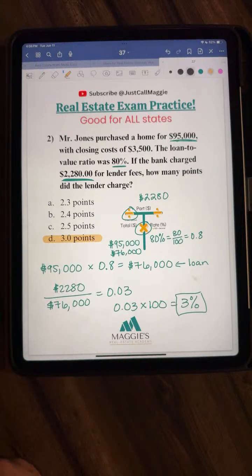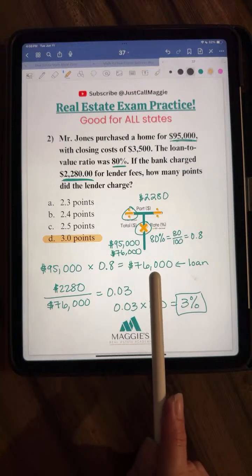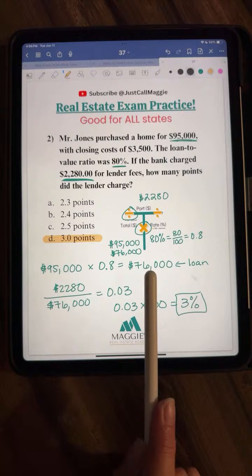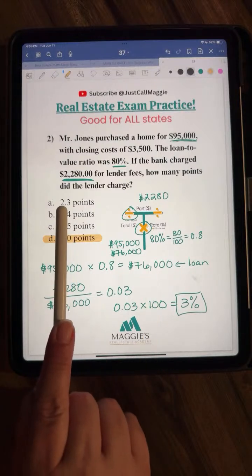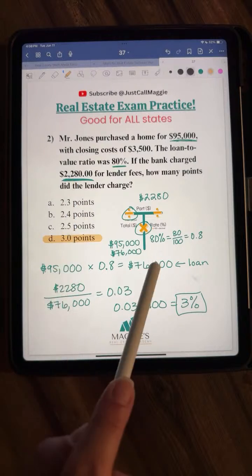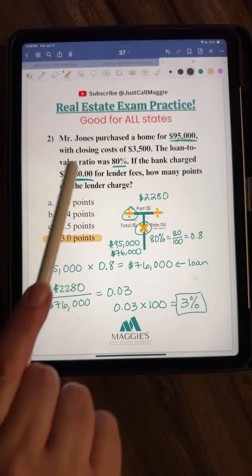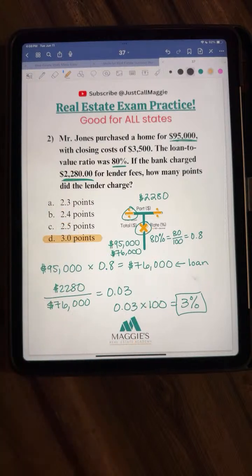All right, so another thing that you could have done is that once you found the loan amount, you can multiply that loan amount by 2.3% and see if it equals 2280. You can multiply this by this, see if it equals that. You see? That's another way of doing it, okay?